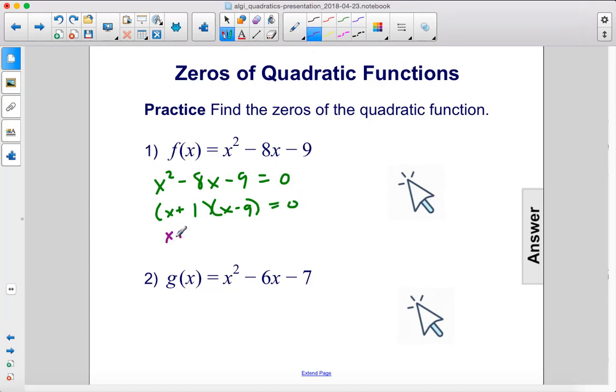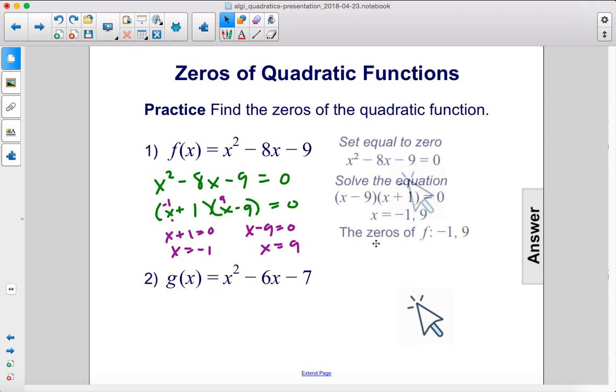Therefore, x plus 1 equals 0, or x minus 9 equals 0. So x equals negative 1, or x equals 9. So negative 1 in here would make this 0, or 9 in here would make this 0. Alright, and we see that the zeros are negative 1 and 9.